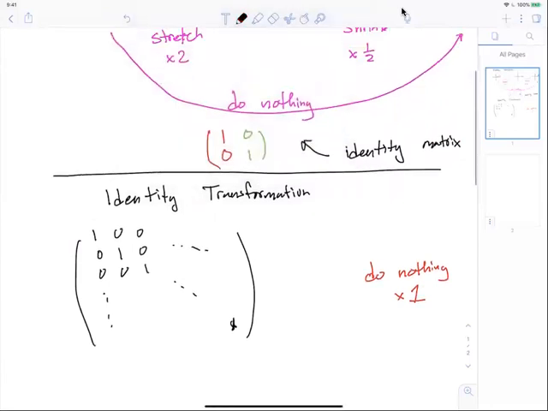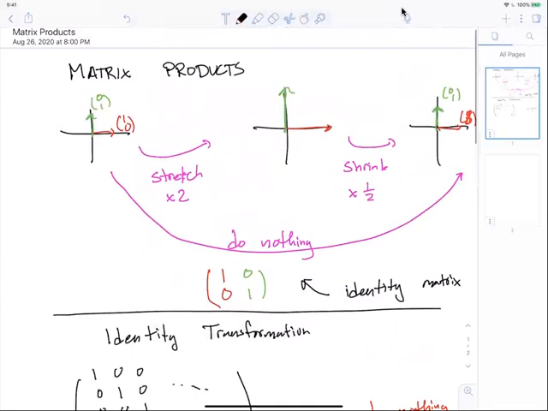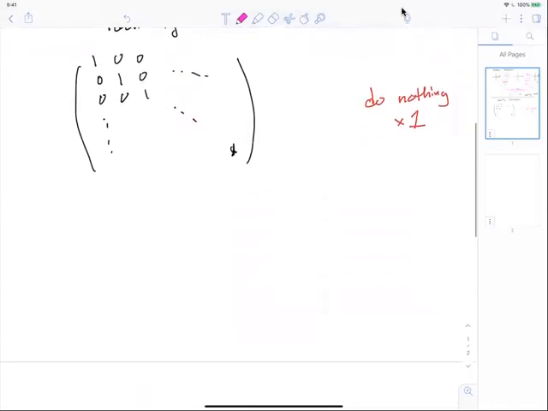And so what we want to be able to do is take these two transformations, which have their own matrix encoding, and use those two matrix encodings to somehow shortcut the process of doing this sequence and get the identity transformation. Because after we apply the sequence, it's the same thing as doing nothing. It's just the identity transformation. So how do we do that? Well, that's going to be done with matrix products. So how do matrix products work?